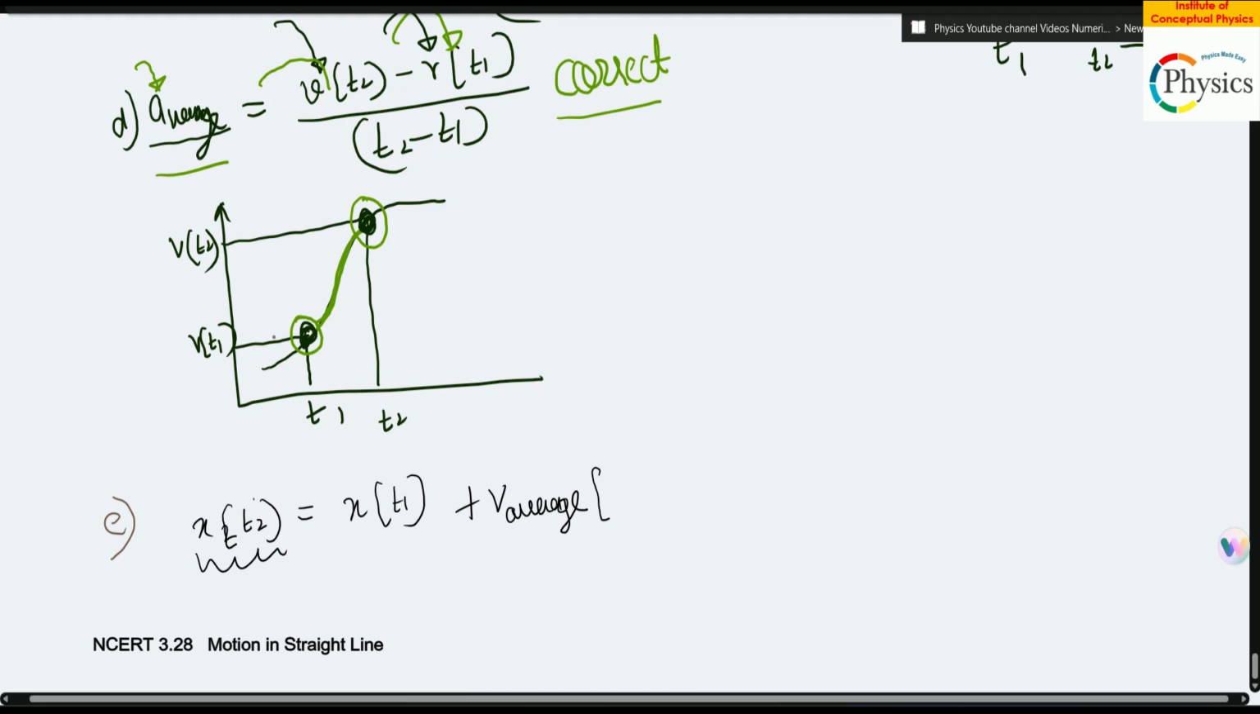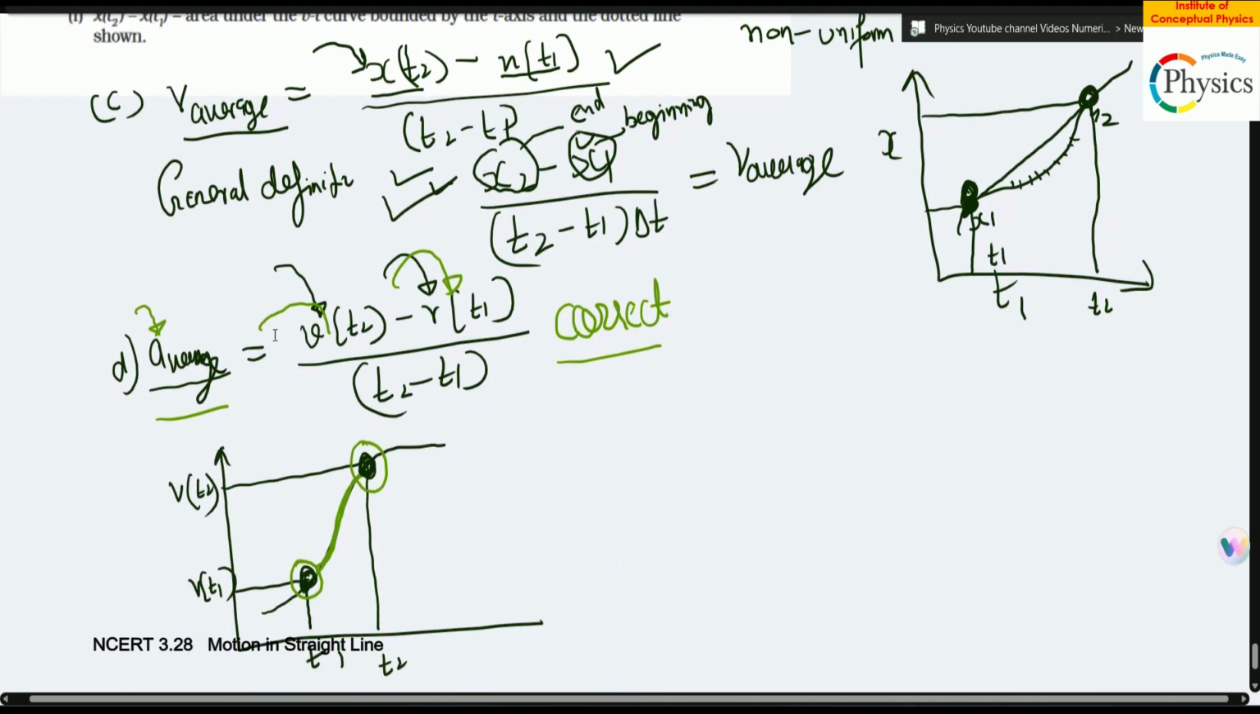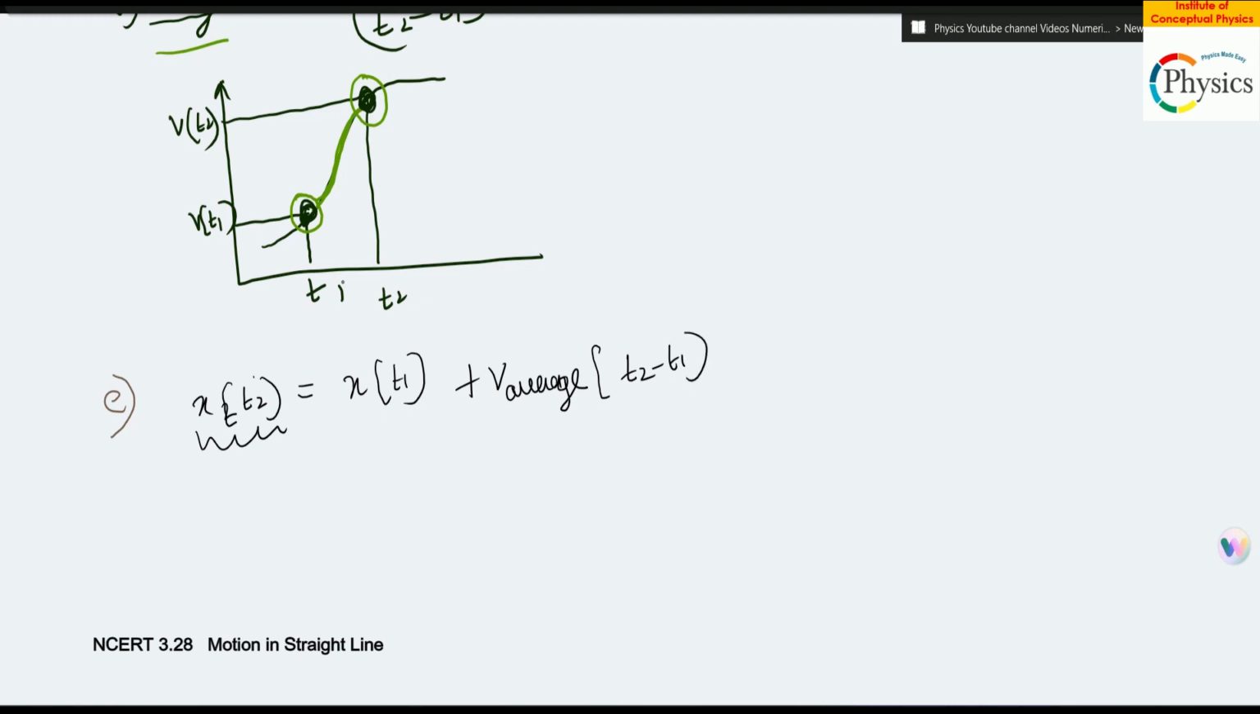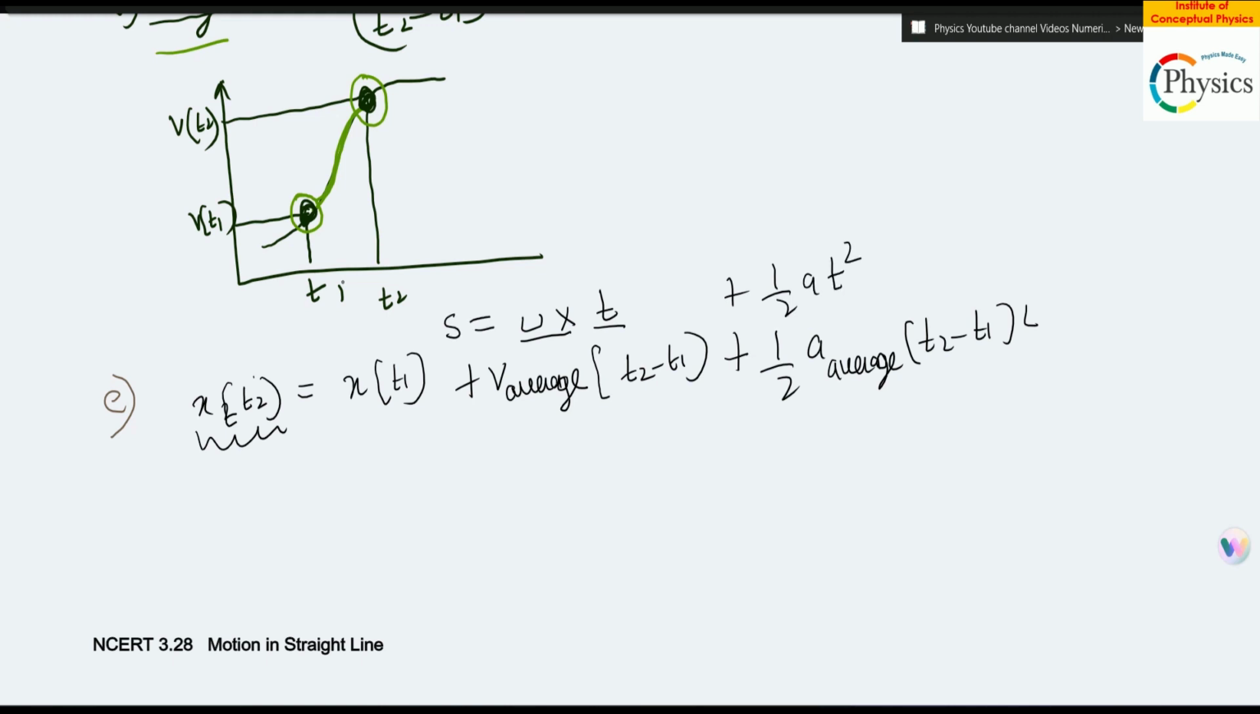It is talking about S is equal to UT plus half AT square, V average into T2 minus T1. And then it is talking about, so this is your U multiplied by T. Don't get confused. We will discuss this just to make you comfortable. Half A average into T2 minus T1 square, right? So this is something like plus half AT square. S is equal to UT plus half AT square, right? This looks very attractive. Let's analyze this.